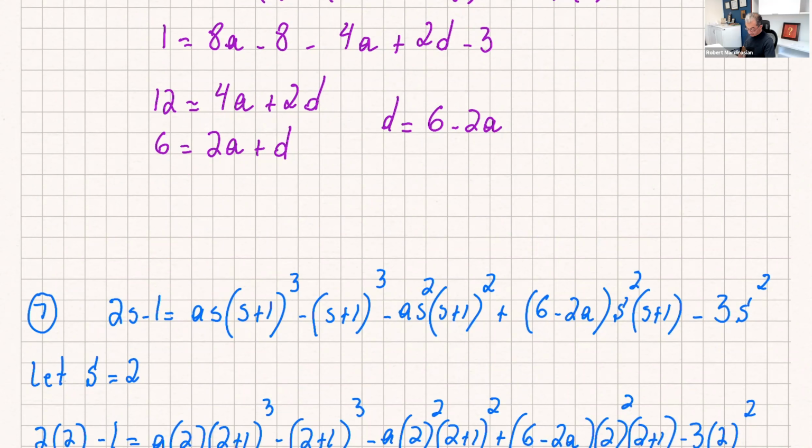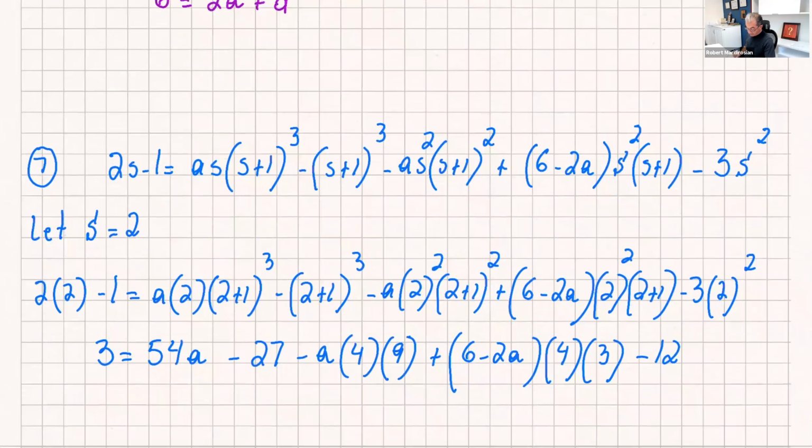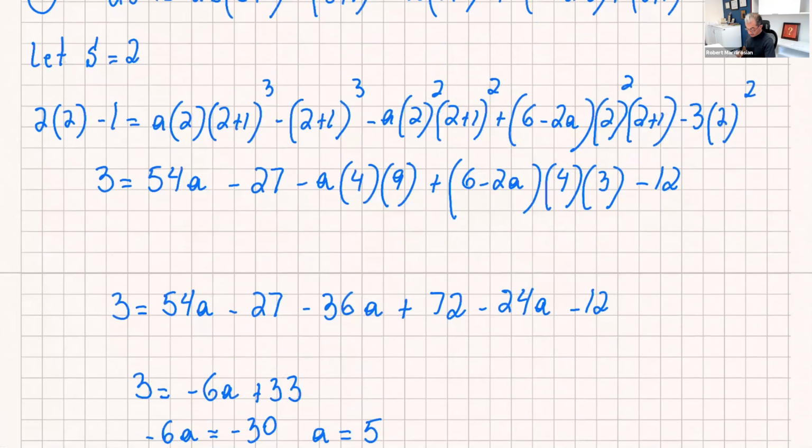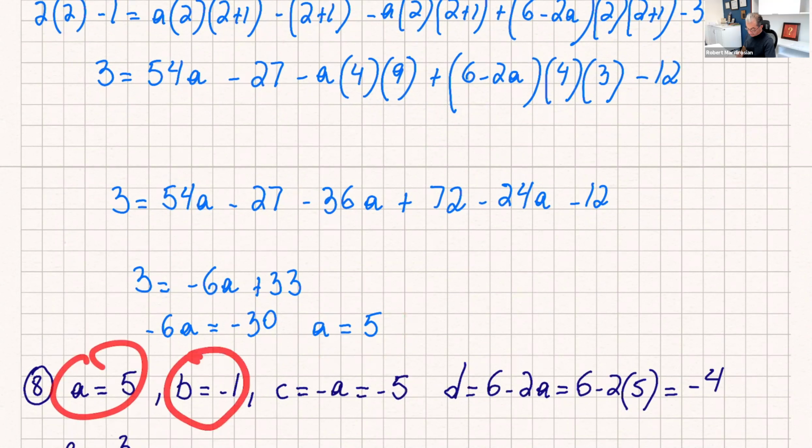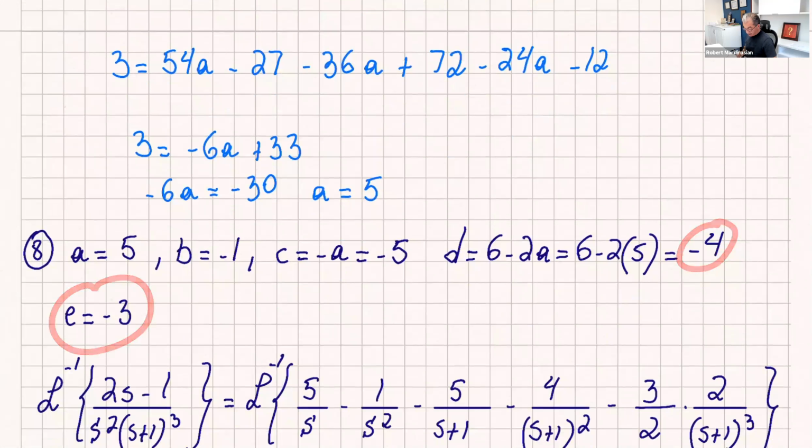So as you notice, we're just left with a. So what you can do is pick another simple number and substitute s by that number, and that's what I did. And if you simplify everything, then you're going to be left just with a. So you can solve for a, and a is 5. Now it's easy. We have a, we found b, and we know c is -a, so it's -5. And we know that d was 6 minus 2a, so it's -4, and e was -3.